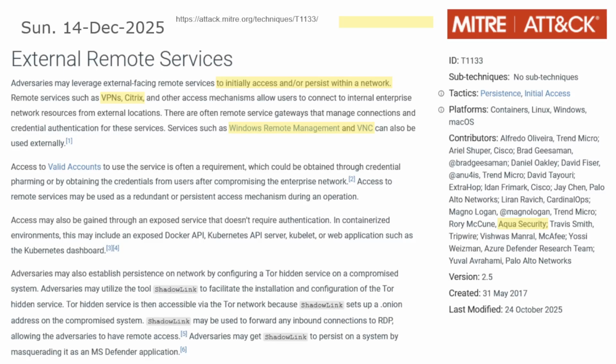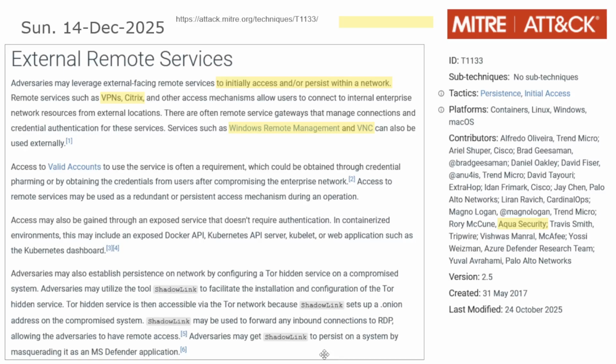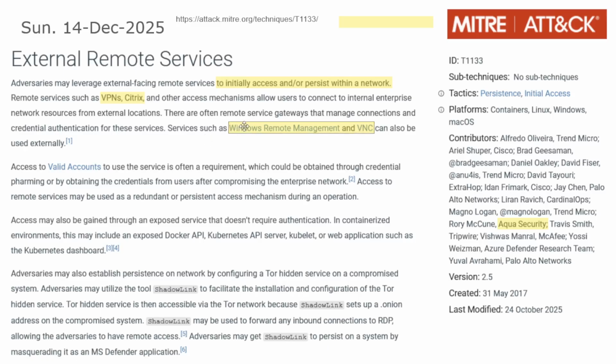And then adversaries may also establish persistence on a network by configuring a Tor hidden service. That's interesting. Some years ago I dug into that stuff. Tor stands for The Onion Router. So Tor hidden services, that stuff is nasty because most security professionals don't mess around with Tor that much.